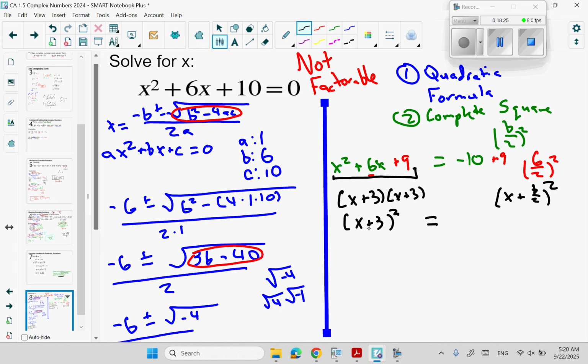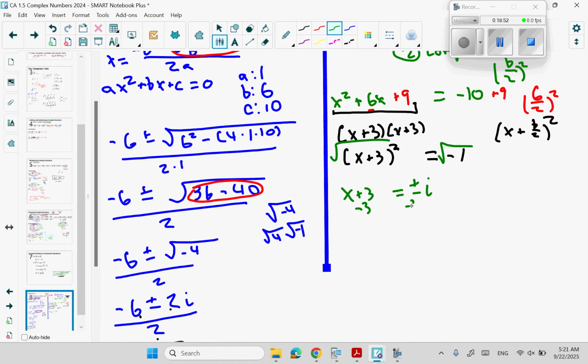And again, where did that 3 come from? It's this 6 divided by 2 step right there. On the right hand side, we get negative 10 plus 9, which would be negative 1. And then from here, we can just solve. I would square root both sides. So I would get x plus 3 equals, we square rooted, so we get plus and minus the square root of negative 1, as we talked about earlier, was just i. And then we can minus 3. We get x equals. These two cannot be combined, so I'll just leave them as separate. Negative 3 plus and minus i.